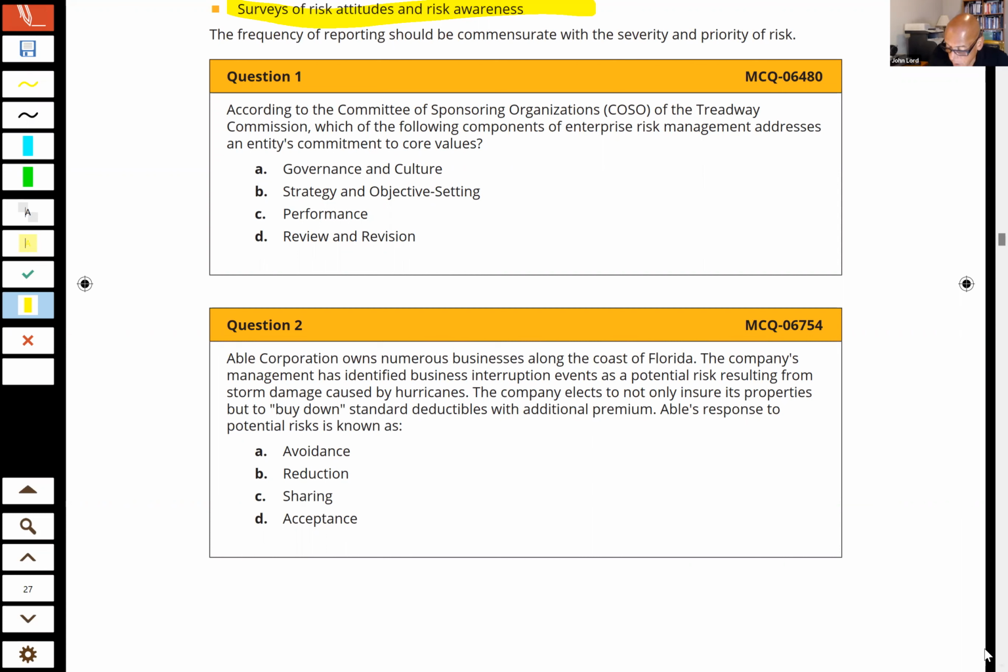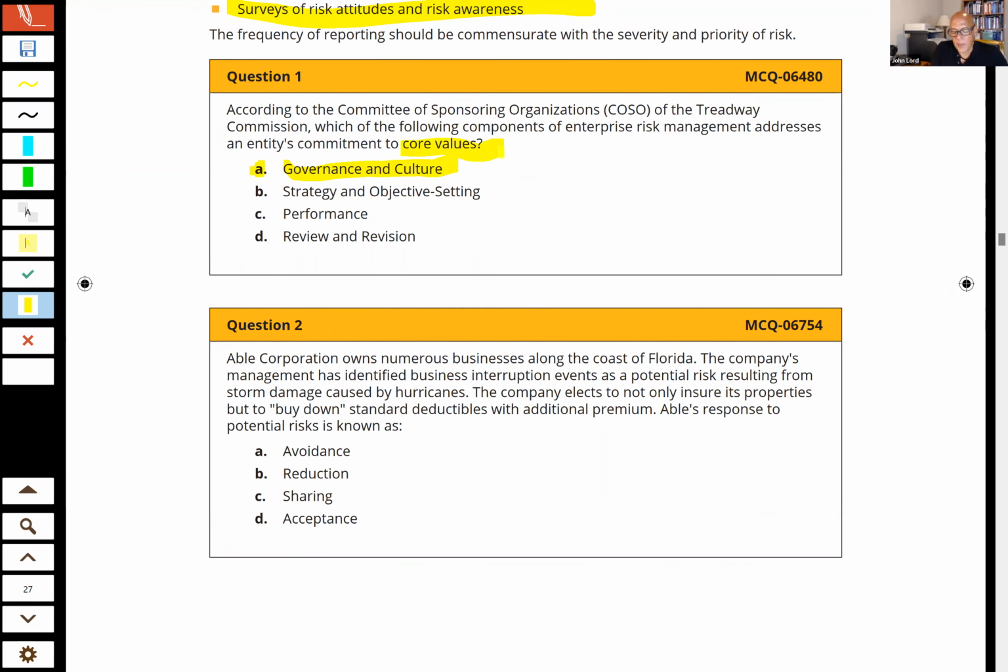Okay, good. Looks like everyone's had a chance, a little under 2 minutes, but there's no need to wait since everyone had a chance to respond. And okay, pretty good. We bounced around a little bit here. The answer is A. Okay, when we're talking about core values, that is a governance and culture thing.